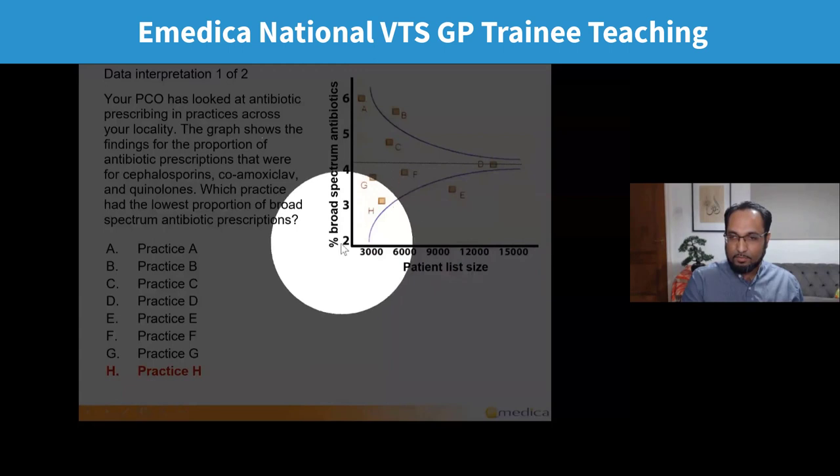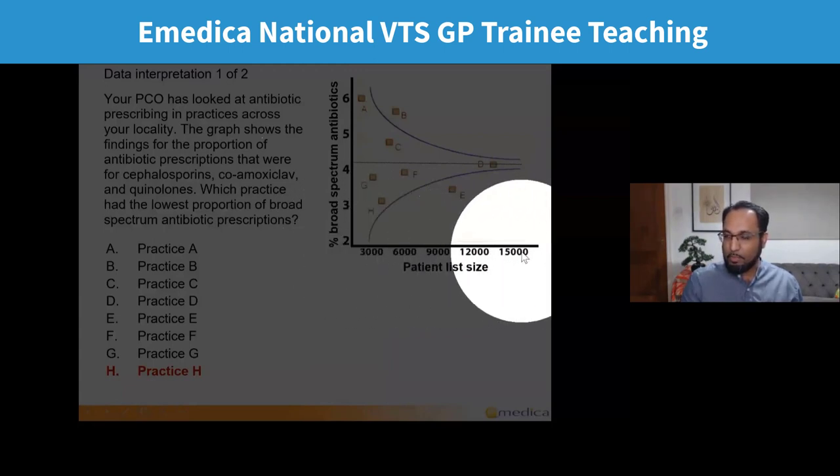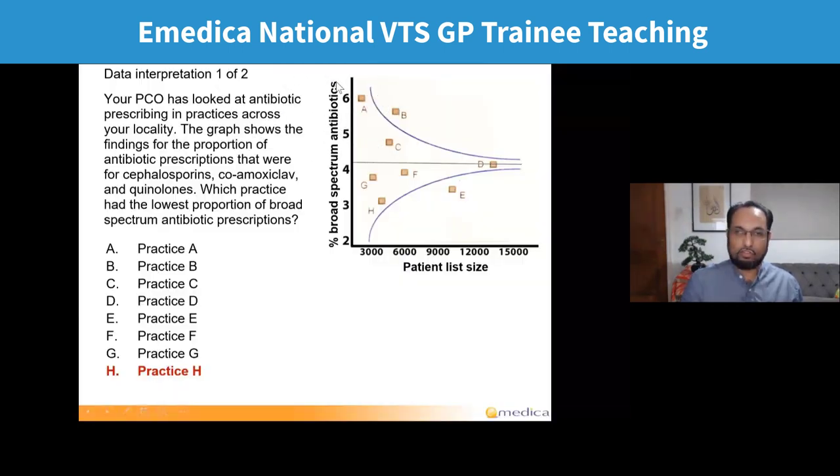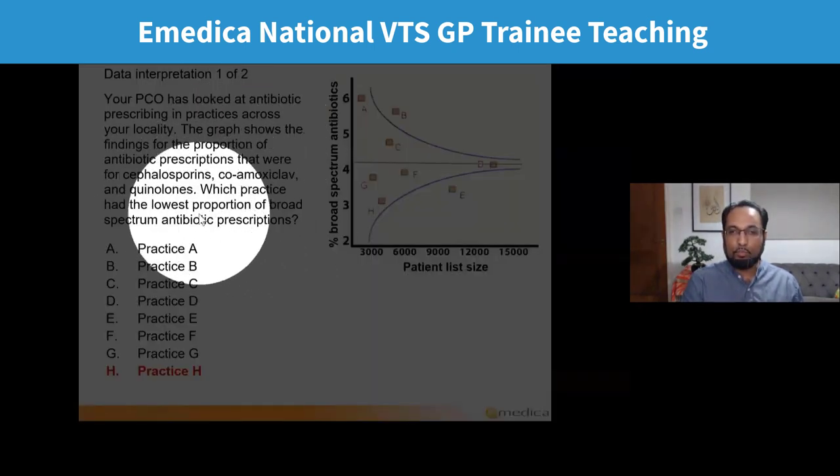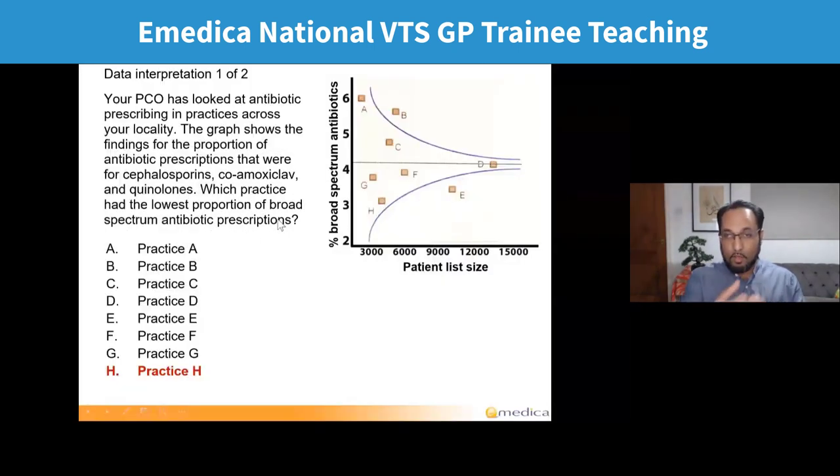And what we're seeing here is the patient list size. These are bigger practices, and this is the percentage that we're looking at. So the question is asking which has the lowest proportion of broad spectrum antibiotic. Now, the good thing about this is it's a data interpretation type question. There's been a lot more of this type of question where you don't actually need to do any calculations. You just need to be able to learn to interpret real life health data.